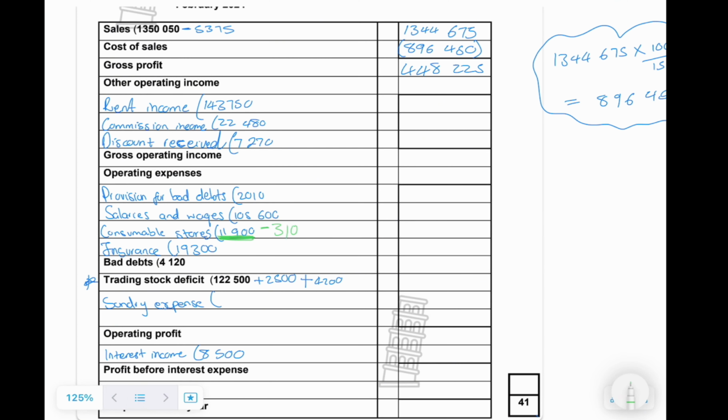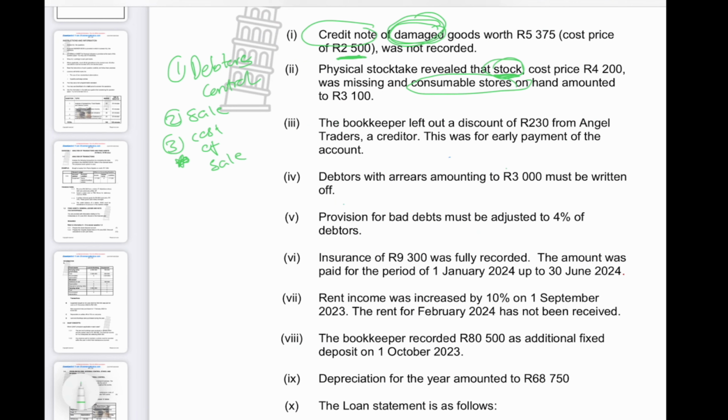So it was definitely not an expense for this year. Okay. And then we move on to the next adjustment. The bookkeeper left out a discount of 230 from Angel Traders, a creditor. This was for early payment of the account.